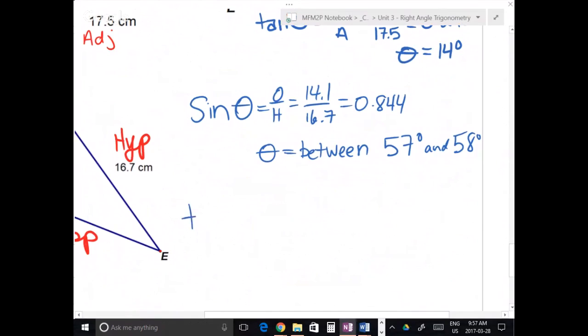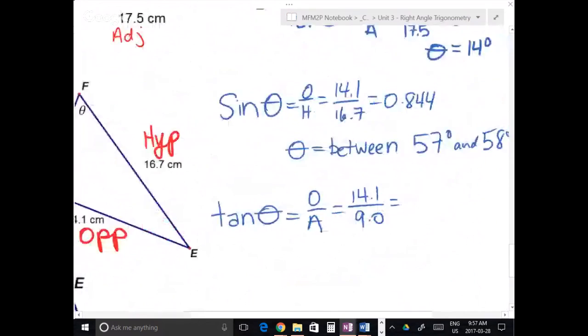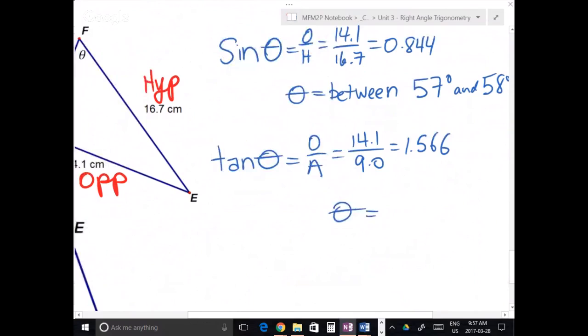Okay, tangent. And how do we calculate the tangent? I'll do it over here. Great. And in this case, that equals what? 14.1 over 9.0. Great. I got 1.56. When you did this, I got 1.566. Great. And when you looked that up on your table, was it 57 exactly or pretty close? Pretty close. Great. So again, 57, 58 range.